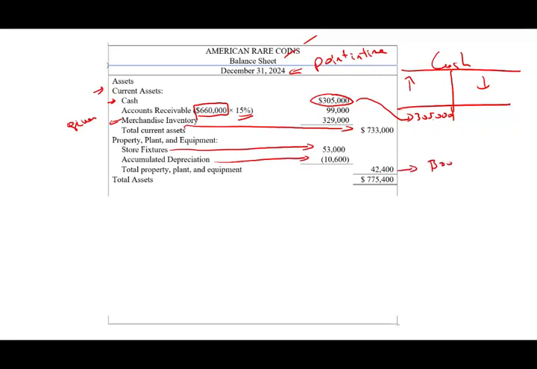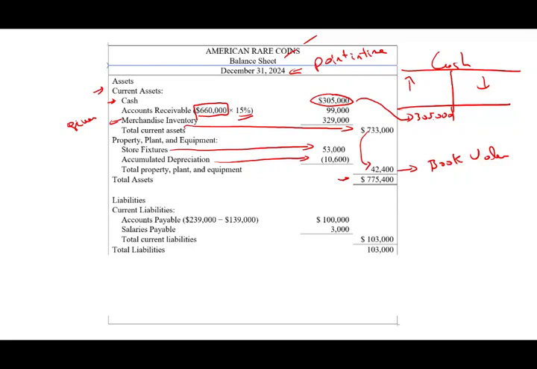Remember, we call this number book value. Current assets plus property, plant, and equipment gives us total assets of 775,400. Our liabilities, starting with current liabilities: we had accounts payable of 100,000. We purchased 239 on account. We paid 139. The remaining is 100,000. We had salaries payable of 3,000. Total current liabilities is 103.